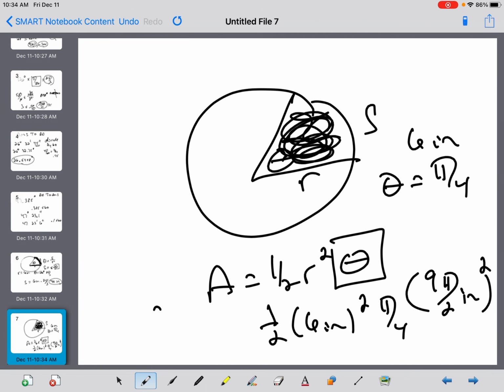So again, 36 on the top. Okay, and then you got 2 times 8 on the bottom, right? So 36 over 16 reduces to 9/2, but you still also have the pi here. So area of a sector, 1/2 R squared theta. I'll do a circular motion problem here in just a bit.